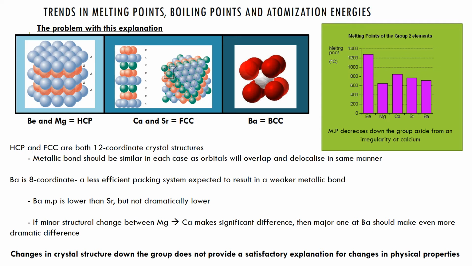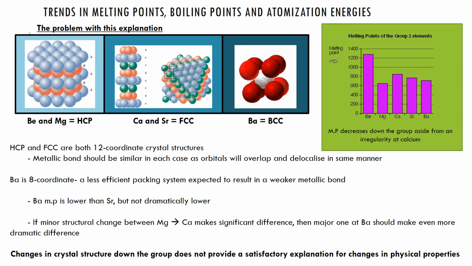Barium then adopts a body-centered cubic crystal structure, which is an 8-coordinate system, and it's a far less efficient packing system, and we would expect the metallic bond between barium atoms to be weaker than in a 12-coordinate system. But if you look, the difference between the melting points of strontium and barium in going from a 12-coordinate crystal structure to an 8-coordinate crystal structure is quite minimal. Barium has a lower melting point than strontium, but it's not dramatically lower.